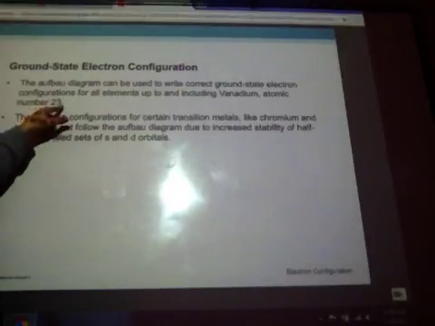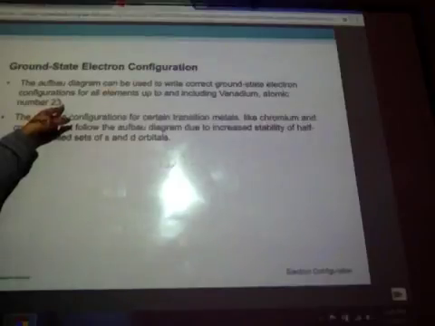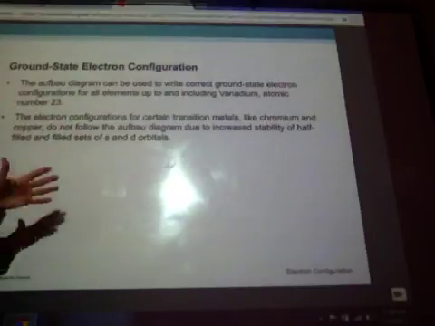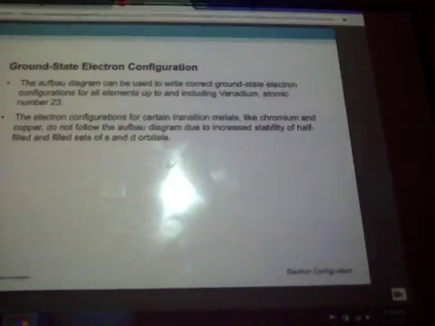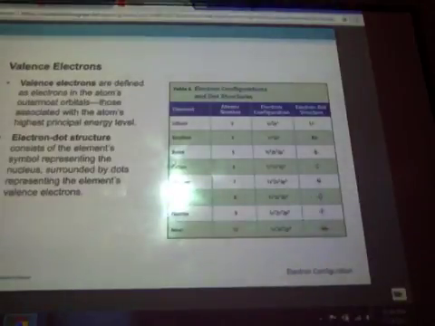So up until 23, for the main top part of the periodic table that we use, the most common ones, you're going to use those rules. It'll work for everything. When we get to transition metals in the middle of the periodic table, sometimes they do things a little bit differently.